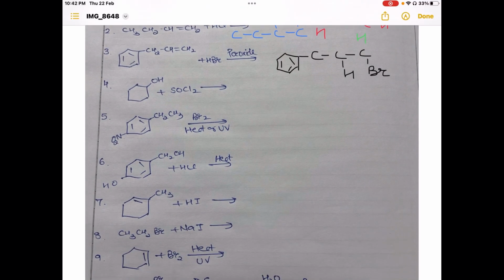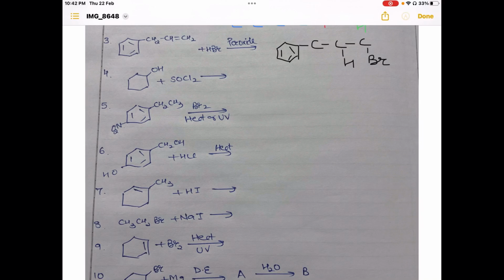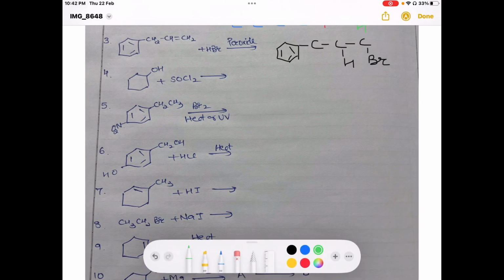Next is a reaction of alcohol with thionyl chloride. So in this case, the OH group, that OH part, is replaced by Cl.